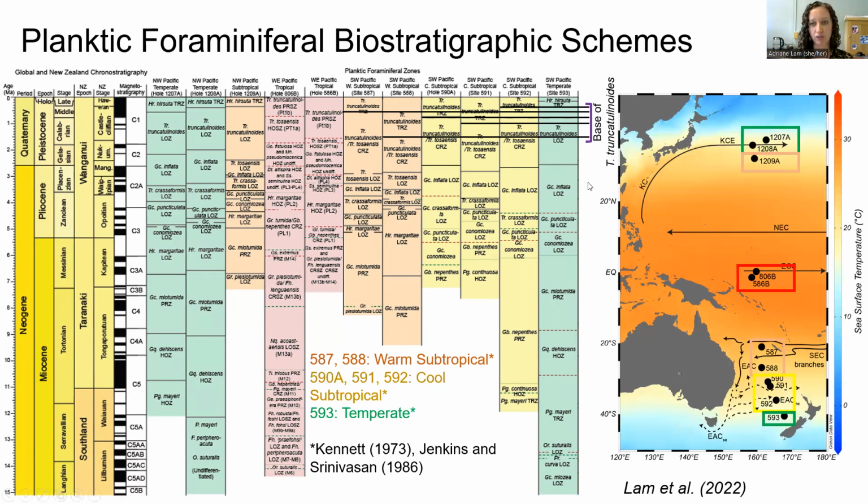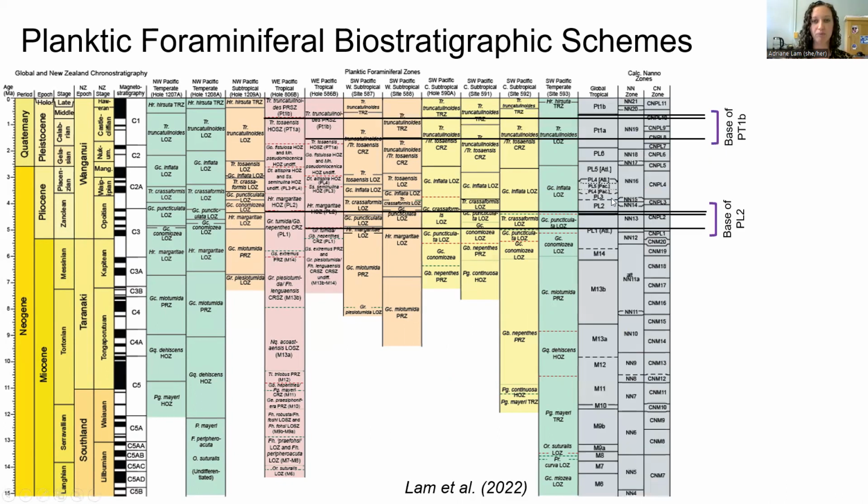Here's the base of Truncatulinoides again, that's defining some of these biozones. Again, very diachronous. Lastly, we can plug all of these into the global tropical to subtropical biozonation scheme developed or updated by King and others in 2020. And the calcareous nannoplankton zones are also here. So here's the base of PT1b, that biozone, and we're comparing it to these Western Equatorial Pacific sites. Again, quite diachronous. If we look at the base of biozone PL2, again, very diachronous.